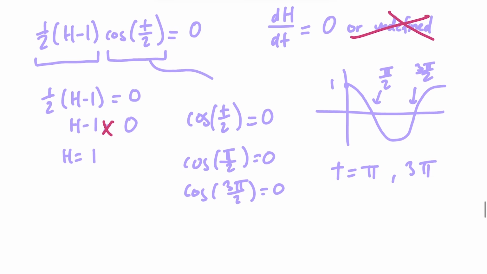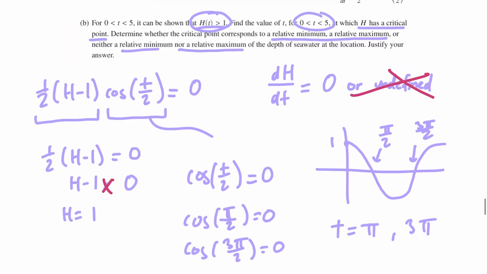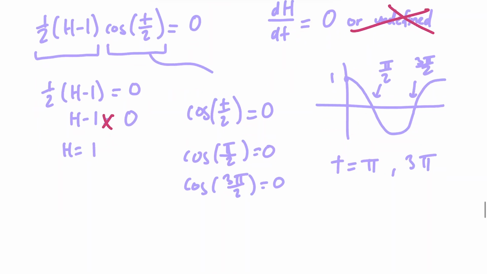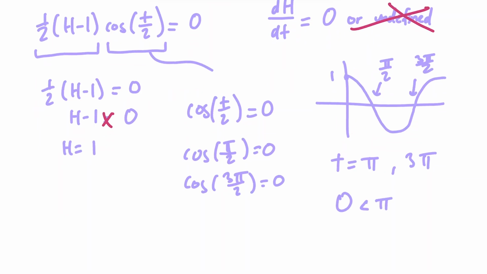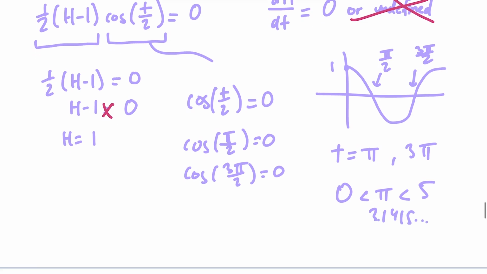Wait, hold on a second. Didn't we say that t has to be between 0 and 5? Yeah, so pi is actually between 0 and 5. Pi is like 3.1415, blah, blah, blah. That's between 0 and 5. 3 pi, on the other hand, is going to be 3 times 3.1415, blah, blah, blah. And that is actually no longer less than 5. So this is not a candidate for our critical point.